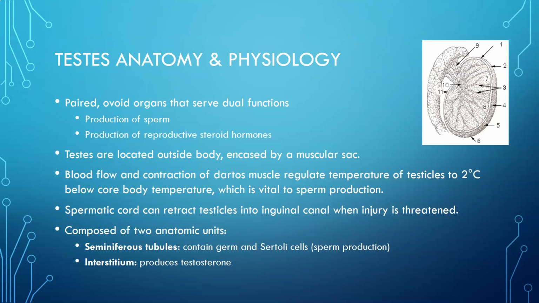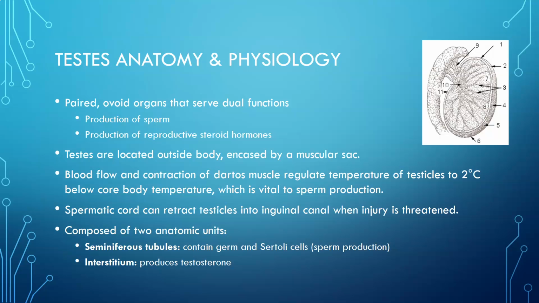scrotum. The blood flow and the contraction of the dartos muscle will regulate the temperature of the testicles, and it needs to be 2 degrees Celsius below the core body temperature, and that is vital to sperm production. Therefore it will move them in if they need to be warmer or down if they need to be cooler. The spermatic cord can also retract testicles into the inguinal canal when injury is threatened.